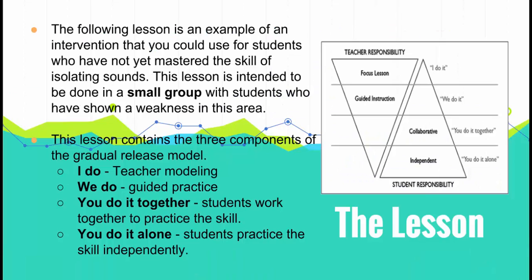This lesson is based on the Fisher and Frey gradual release model, which includes 3 to 4 different components. It includes teacher modeling, the I do, guided practice, the we do, collaborative learning, the you do together, and independent practice, the you do. It is important that all of these parts are present each time the instruction takes place.